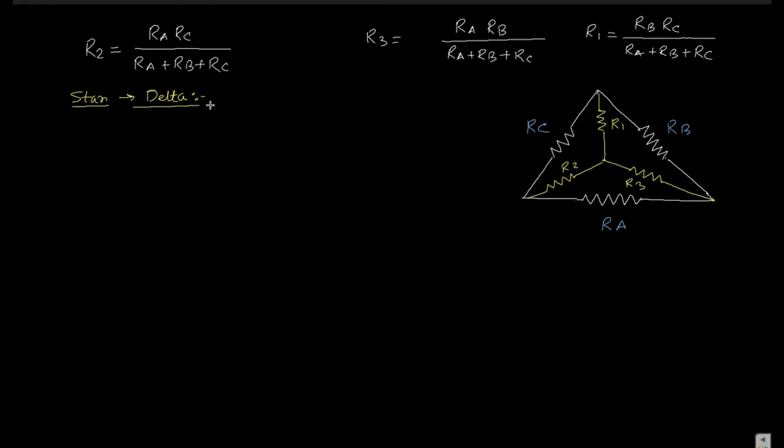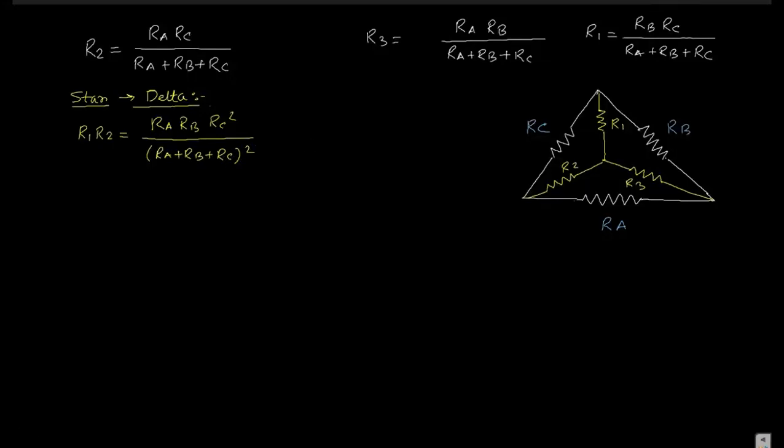Okay, so multiplying the equations, R1 and R2, R1, R2, R3, if you write simultaneously. If we multiply that, R1 R2 become what? You get RA RB and RC square divided by (RA plus RB plus RC) whole square.